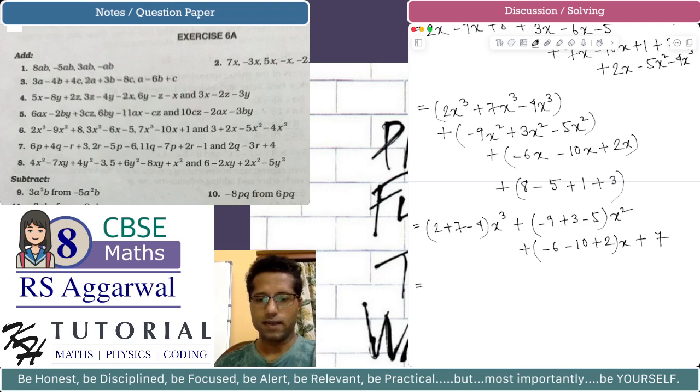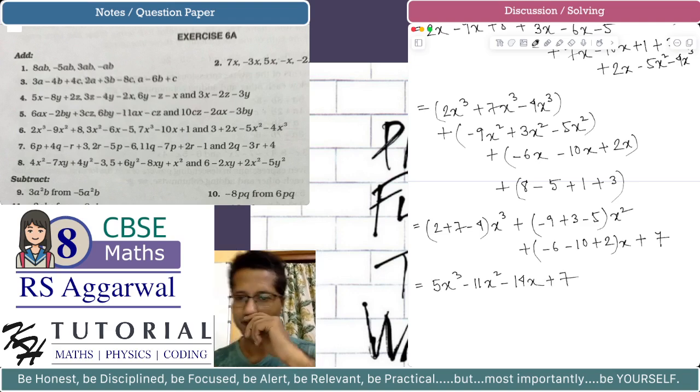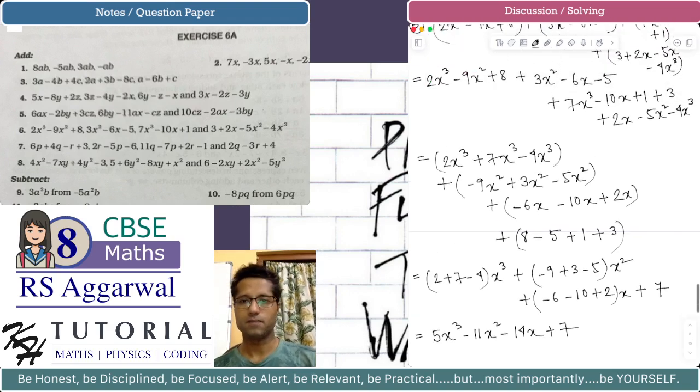So this is 9 minus 4, which is 5. This is 5x cube, and we have minus 9 plus 3 minus 5, which is minus 14 plus 3, that is minus 11 x square, and we have minus 6 minus 10 plus 2, that is minus 16 plus 2, that is minus 14x, and we have plus 7. So this is the final result of the addition of all the given 4 algebraic expressions.